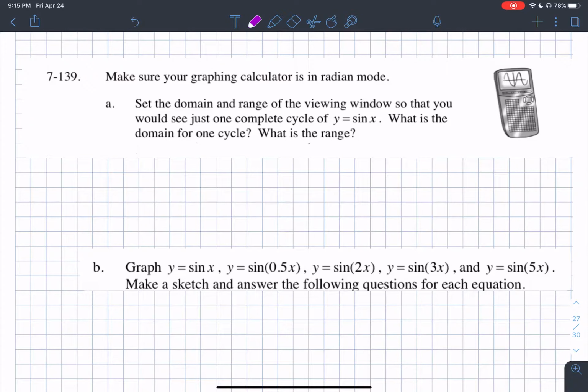Hello and welcome to part 2 of lesson 7.2.3. If you haven't already watched part 1, please go ahead and click the link in the description below to watch part 1 now. If you have already watched part 1, let's start by reading problem 7-39 and part A. Go ahead and read and think about what it's asking you to do now.